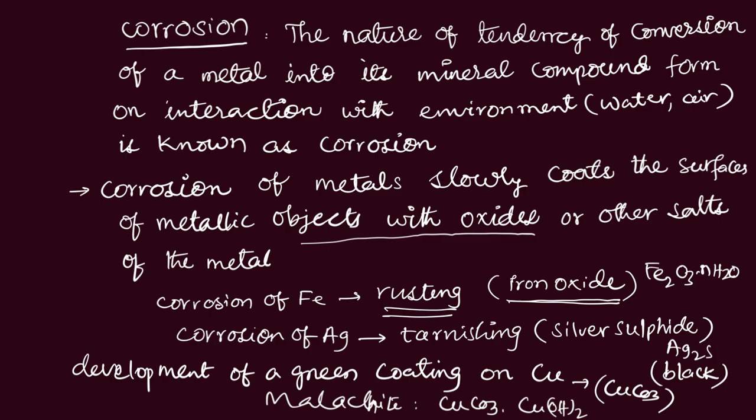So some metal corrosion names are there. Iron corroding is called rusting. Silver corroding is called tarnishing. And how are they corroded? They are coated with their oxide or with another salt form of the metal. So iron is coated with iron oxide, silver is coated with silver sulfide, and copper is coated with copper carbonate.